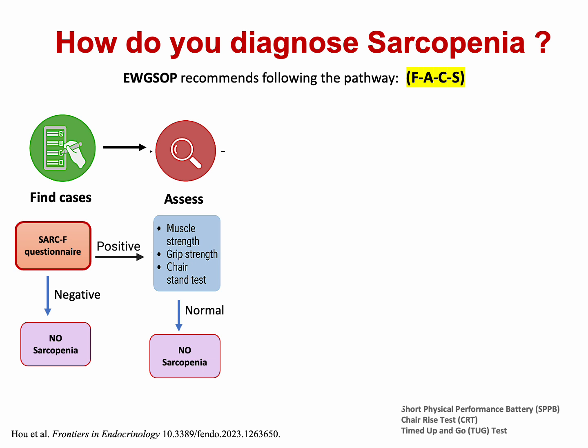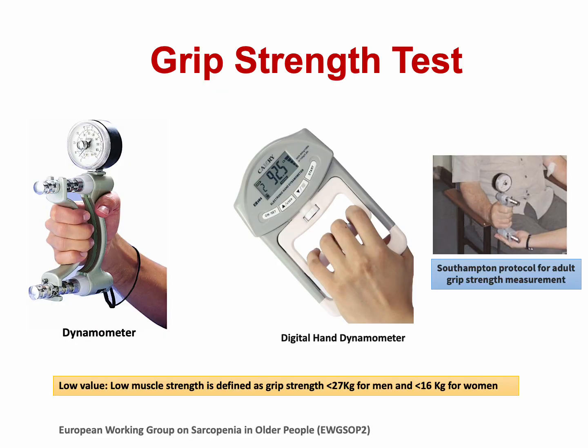Now, if the SARC-F questionnaire turns out to be positive, then we go to A, which is assess. And what do we assess? We assess muscle strength by grip strength and chair stand tests. And this is an example of a grip strength test by the use of a dynamometer, either manual or digital. On your right is the correct position of the test.